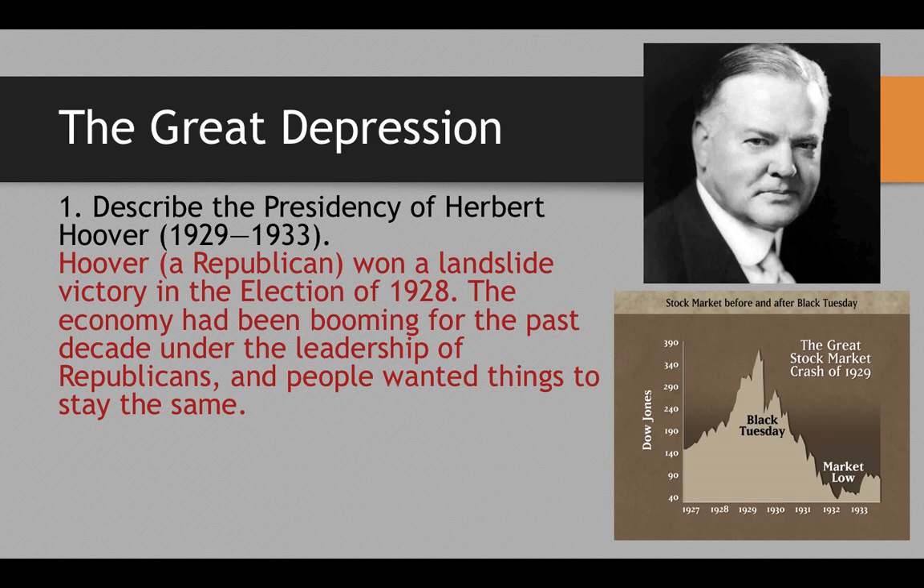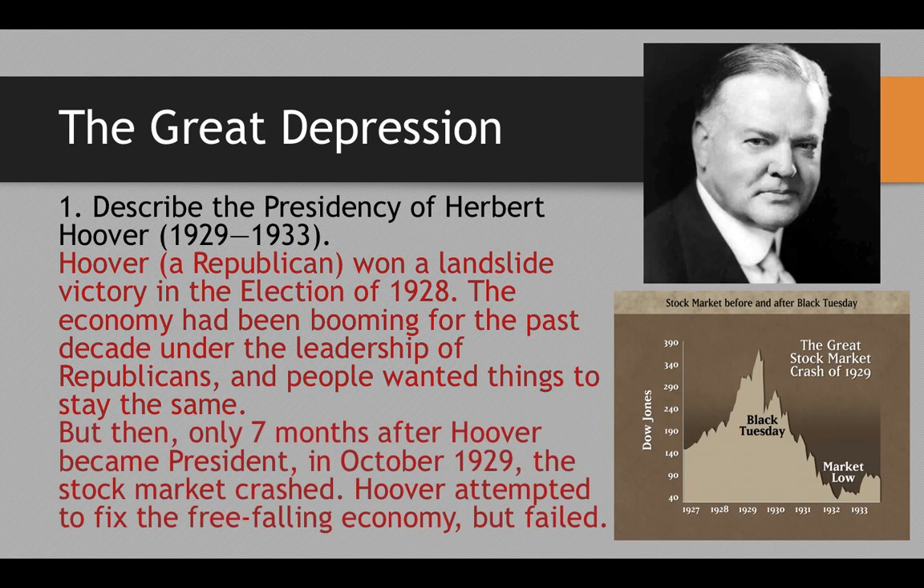So this economy that had been booming for the past decade, really under the leadership of Republicans, people wanted more of the same. But only 7 months after Hoover became president, the stock market crashed. All right, October 1929. If you look at that graph right there, it's a very dramatic crash in the stock market. So in one day in October of 1929, the stock market completely plummeted, and Hoover attempted to fix the free-falling economy.